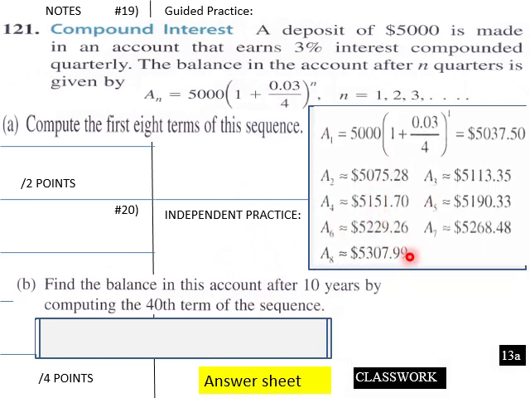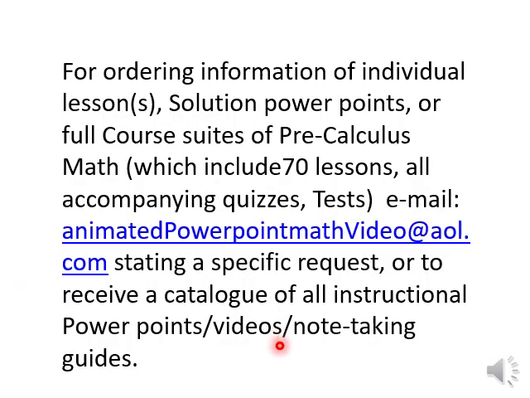So when we do that here, we end up with these values from our output when we plug into that function, and then computing the 40th term.